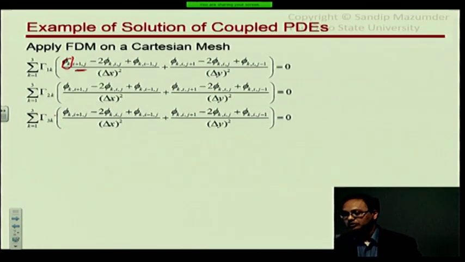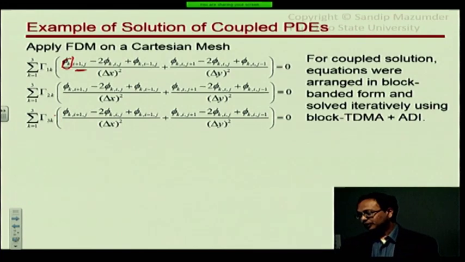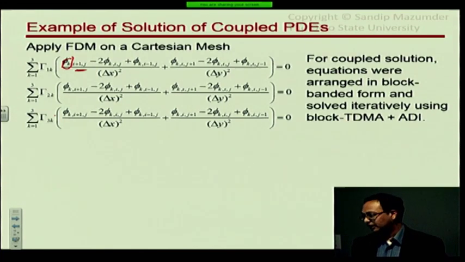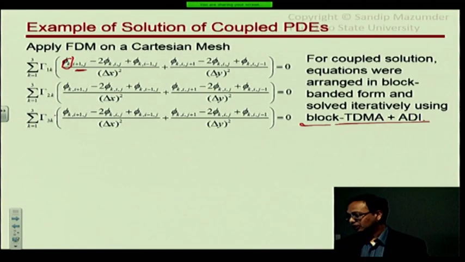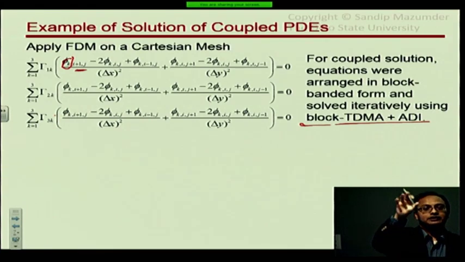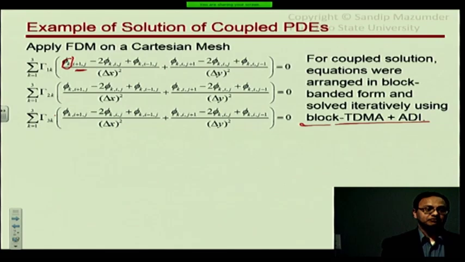So for the coupled solution, of course, what I did was I wrote this out in the block matrix form that I showed you earlier on, and then directly used block TDMA plus ADI. You still have to iterate because ADI requires iteration. You're still treating north and south explicitly, even though you're solving the equations in vector form, because there's spatial explicit implicit still going on.